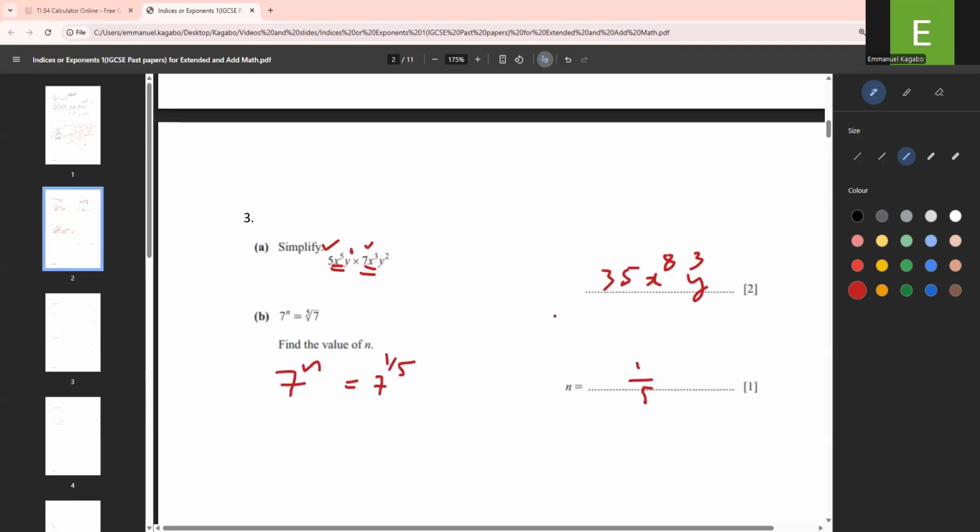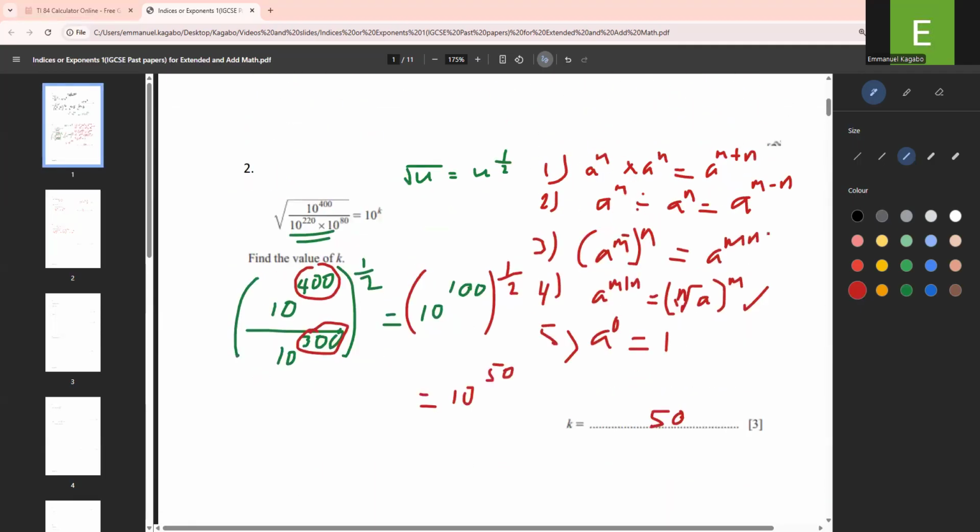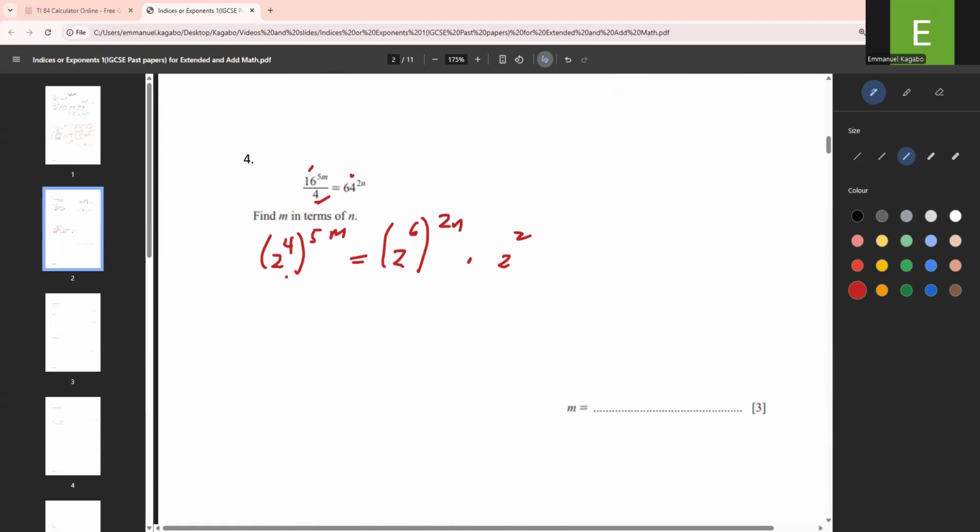Now, I apply again this rule. Please note it down. This is the one I'm going to use this time around. So here will be 2 power 20m equals 2 power 12n times 2 power 2. And if you are multiplying numbers of the same base, you add. So it is 2 power 12n plus 2 altogether here. And then what do I have here? 2 power 20m.